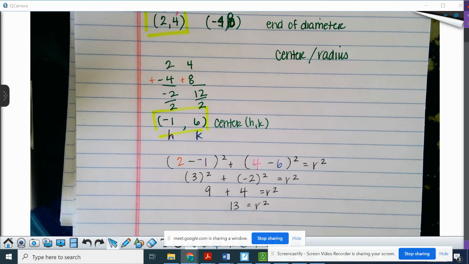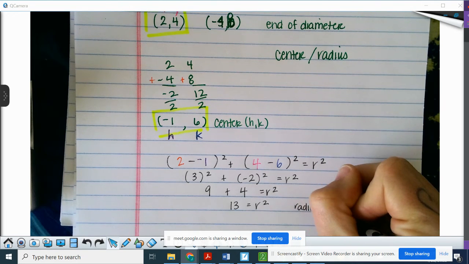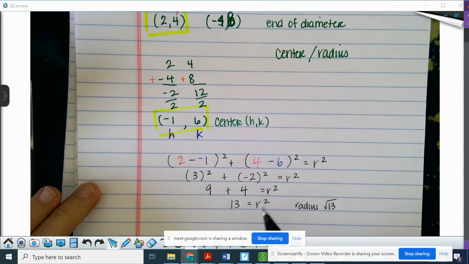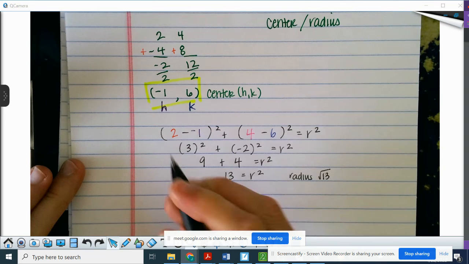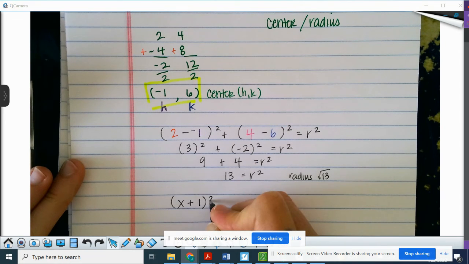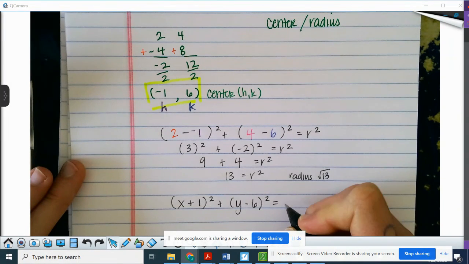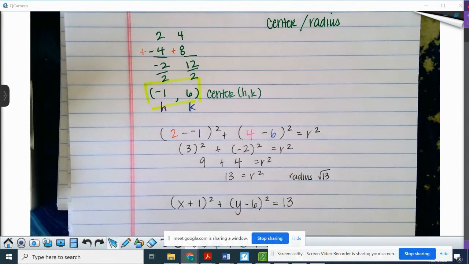Our radius is going to be the square root of 13. That decimal would be the length of that radius. But in our equation, we need radius squared, so 13 is perfect. So you're going to use your center and your radius to write the equation. It's a -1, so we're going to put +1 squared, y minus 6 squared, and that's going to equal our radius squared, which is 13.